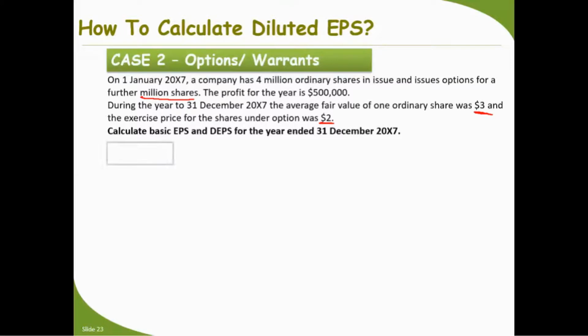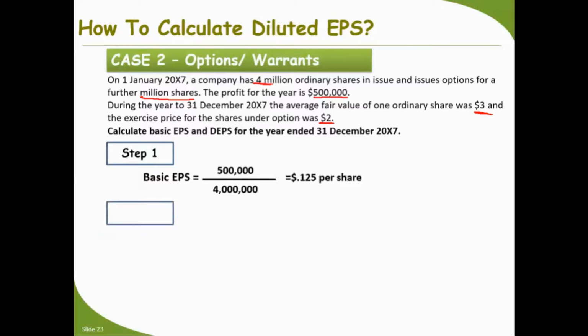ended 31st December 20X7. Step 1, basic EPS. Profit attributable to ordinary shareholders is given to us, 500,000, and the weighted average number of ordinary shares is also given to us, divided by 4 million, which is $0.125 per share. Step 2, number of bonus shares, bonus element: 1 million shares, value of option times fair value, which is 3, minus exercise price, which is 2, divided by fair value 3.